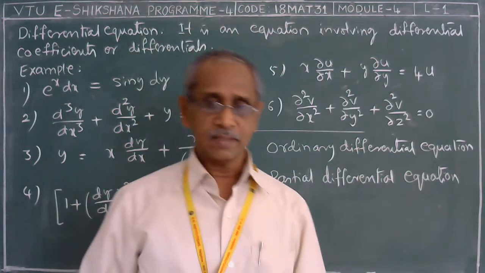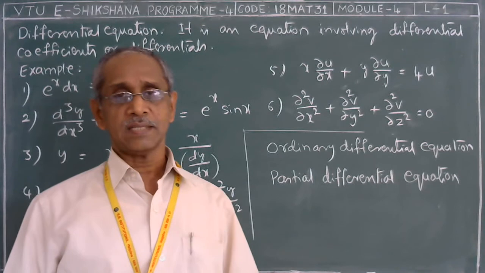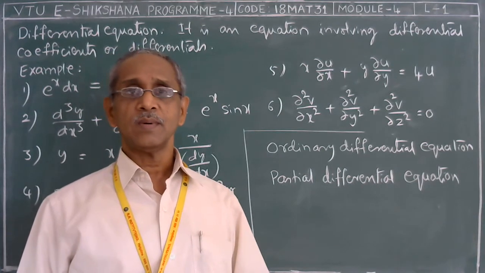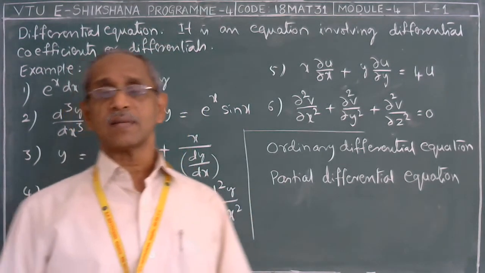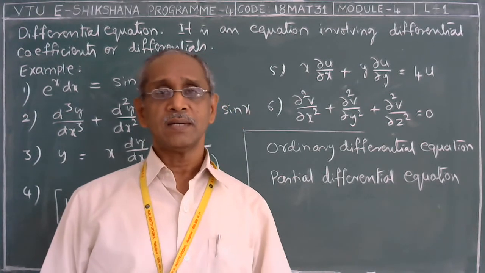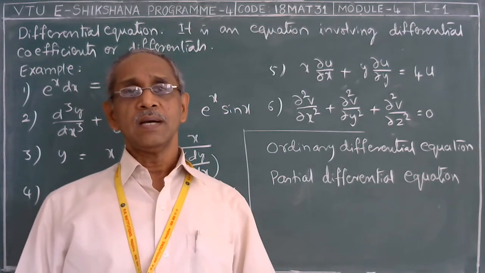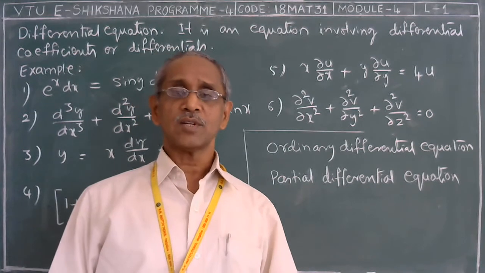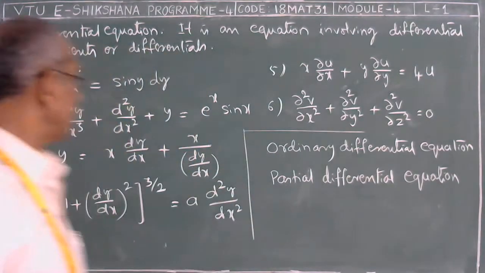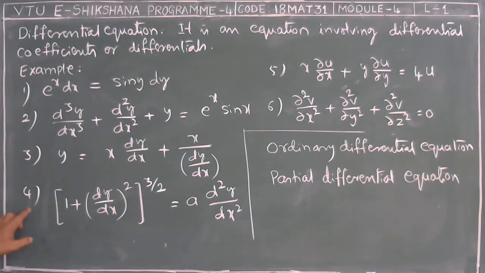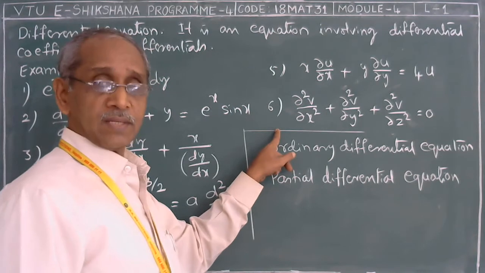Ordinary differential equation is a differential equation in which all the differential coefficients have reference with respect to a single independent variable. Whereas the partial differential equation is a differential equation involving two or more independent variables, and all partial derivatives are with respect to one of them or with respect to more. So for example, 1 to 4 are ordinary differential equations, 5 and 6 are partial differential equations.